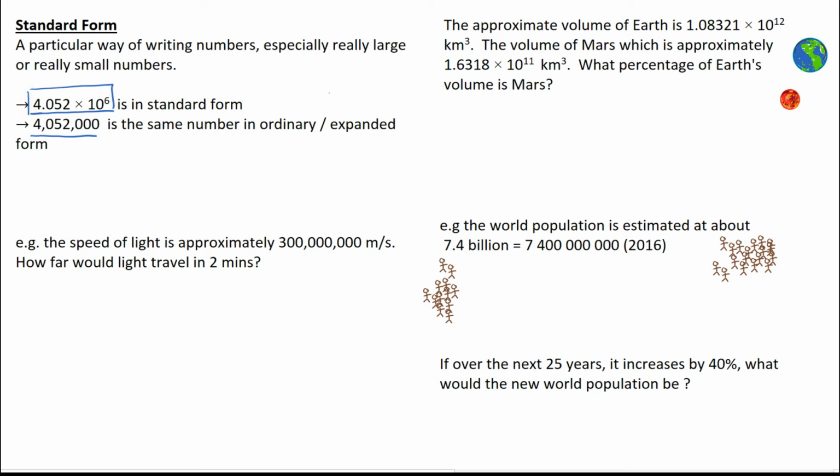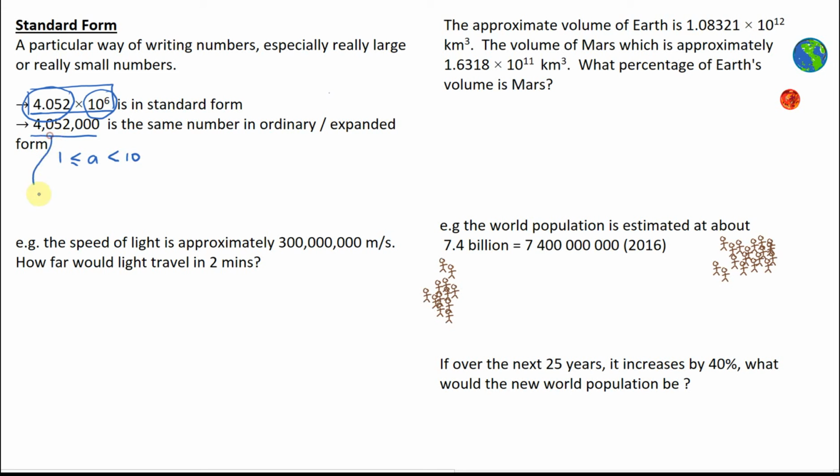With standard form there are two parts. We have this part here, which is a number between 1 and 10. If we call that number A, it's going to be greater than or equal to 1, but less than 10. It can be a decimal. And then the second part of the number written in standard form is a power of 10.